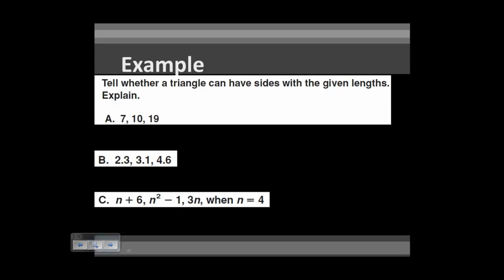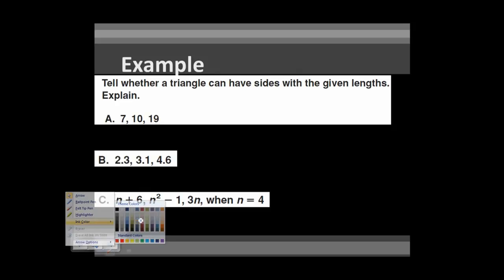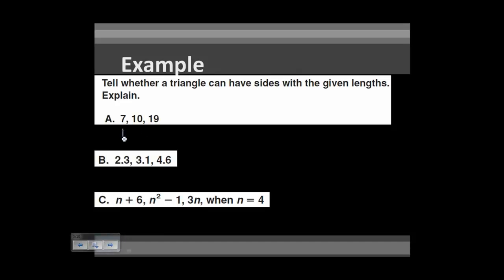Will this triangle be formed given the lengths 7, 10, and 19? Well, you can quickly show that the answer to this is no. And why is it no? Because 7 plus 10 is not greater than 19. So a triangle will not be formed. The sum of the two shorter sides is not greater than the longer side.